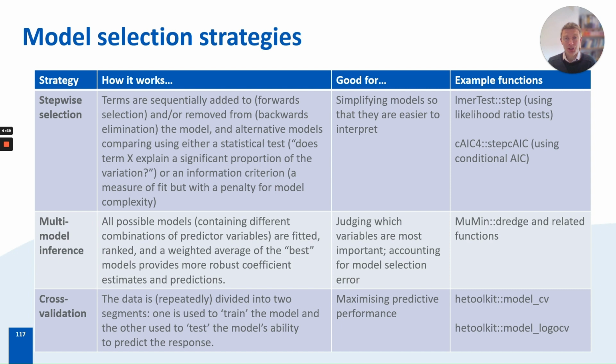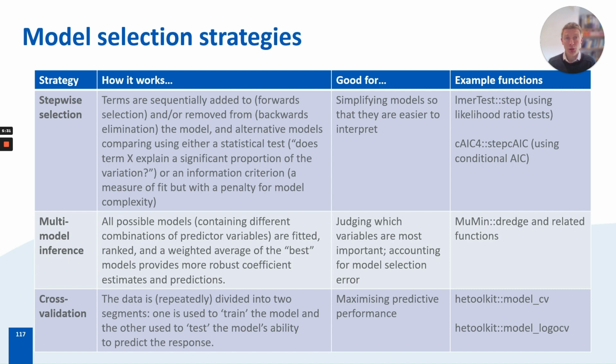This is a search strategy which we refer to either as forward selection or backward selection, depending on whether we're making the model more or less complex as we go. And at each step, we compare the pair of models to see whether or not the addition or deletion of a term improves the model. We can do this either using a statistical test like a likelihood ratio test, which essentially asks whether the addition or deletion of the term explains a significant proportion of the variation of the data.